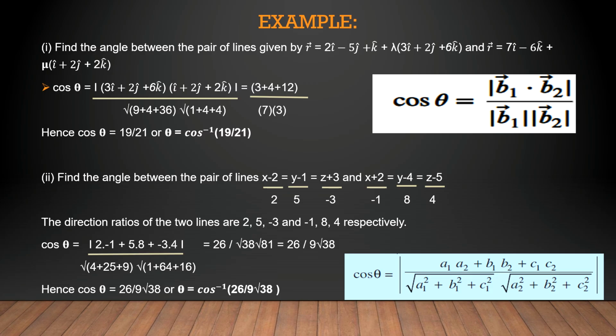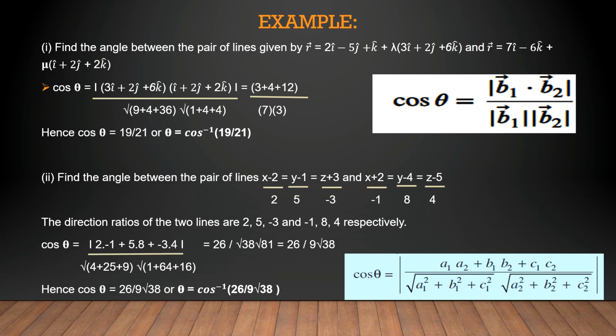So according to the formula, cos theta is first of all mod of B1 dot B2. When you take the dot product of these two vectors, you will get 3 into 1, plus 2 into 2 which is 4, plus 6 into 2 which is 12, upon the magnitude of both B1 and B2. So the answer is cos theta is 19 upon 21, or theta is equal to cos inverse of 19 upon 21.